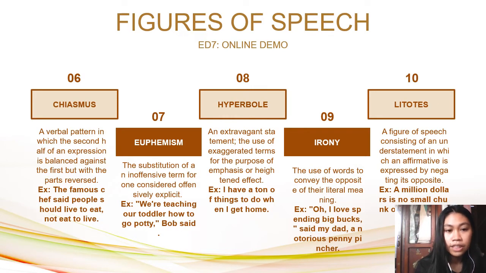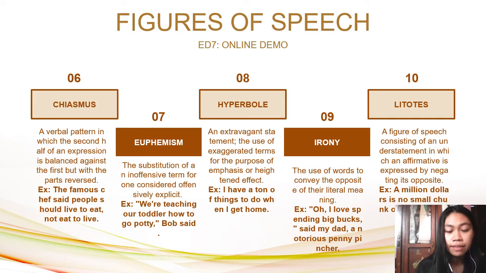Six, chiasmus. Chiasmus is a verbal pattern in which the second half of an expression is balanced against the first, but with the parts reversed. Example: the famous chef said people should live to eat, not eat to live.